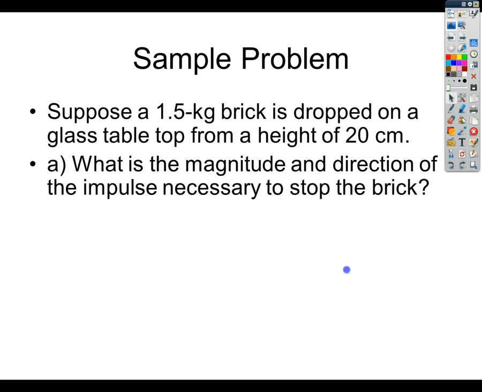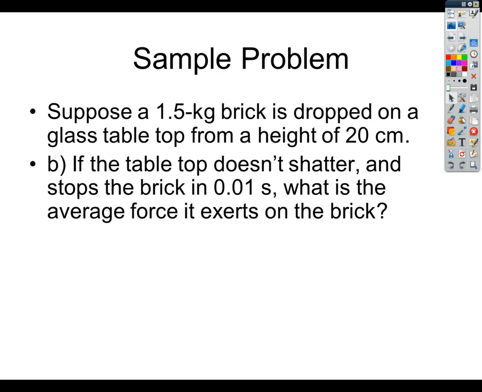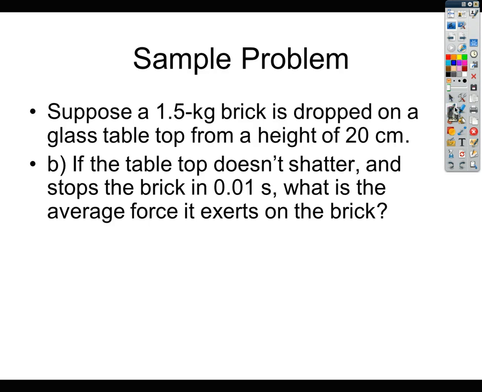Let's look at B. For letter B, it says if the tabletop doesn't shatter and stops the brick in 0.01 seconds, what is the average force that it has to exert on the brick for that to happen? Once again, we know that F times T is equal to the change in mass times velocity, or you could just say F times T is equal to impulse, same thing.